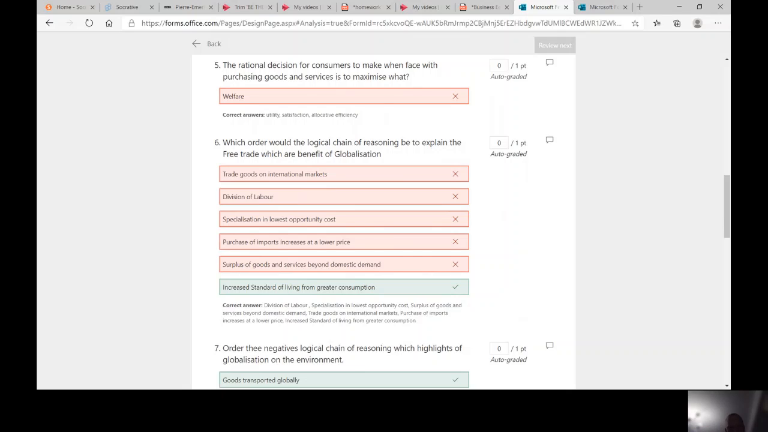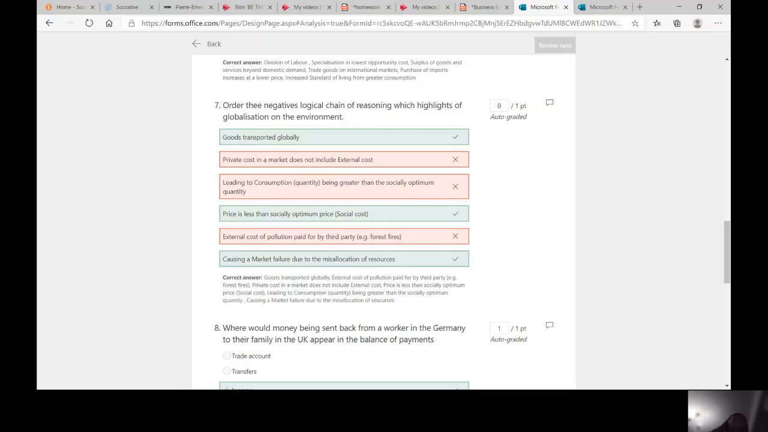So the division of labour and the production of goods has to come before the trade. And when the trade starts, then you can purchase imports. So you'll export, you'll import, and then you'll be able to consume, but the trade comes after the surplus of goods. So you have to create the surplus to be able to trade the surplus.